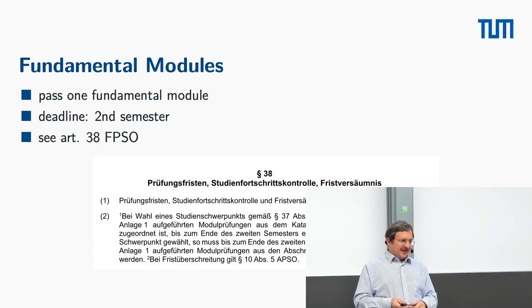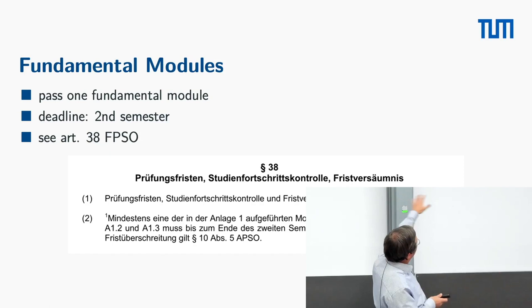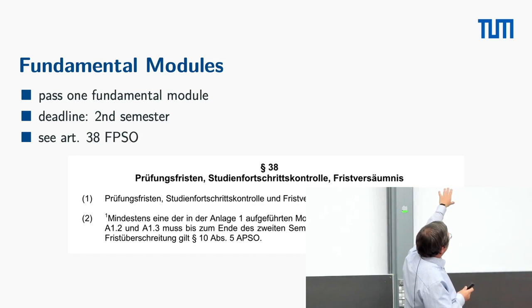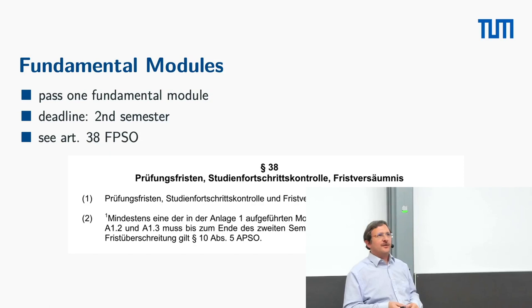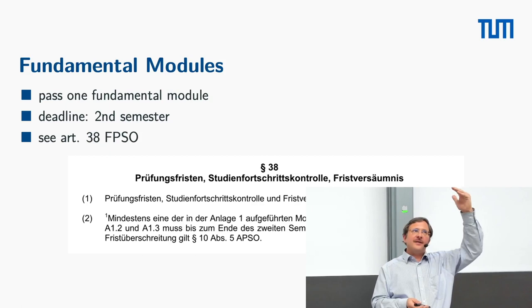Okay, so that's an example for this Article 38. And here you see that it will contain something like this sentence 2 here: "Mindestens eine der in Anlage 1 aufgeführten Module aus den Abschnitten A1.1, 1.2, A3 muss" and so on. So that will tell you which sections are relevant for these fundamental modules. And this Anlage 1, Appendix 1, contains a list of modules, the course catalog, basically.